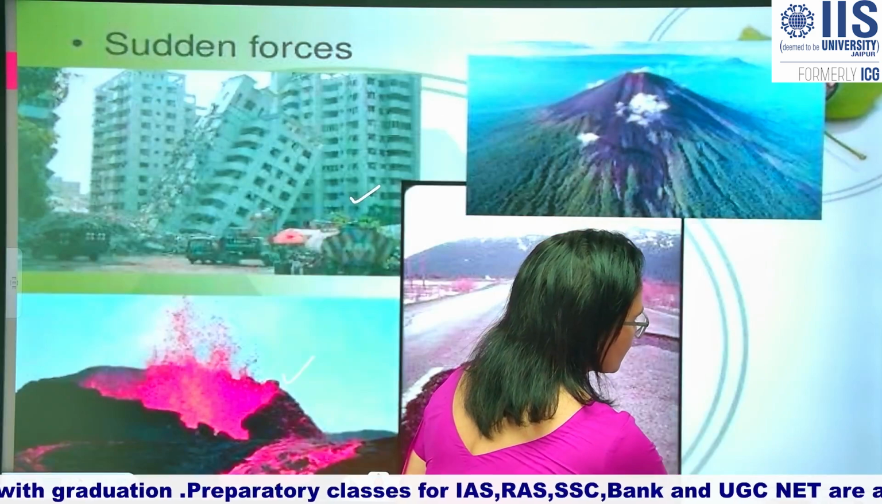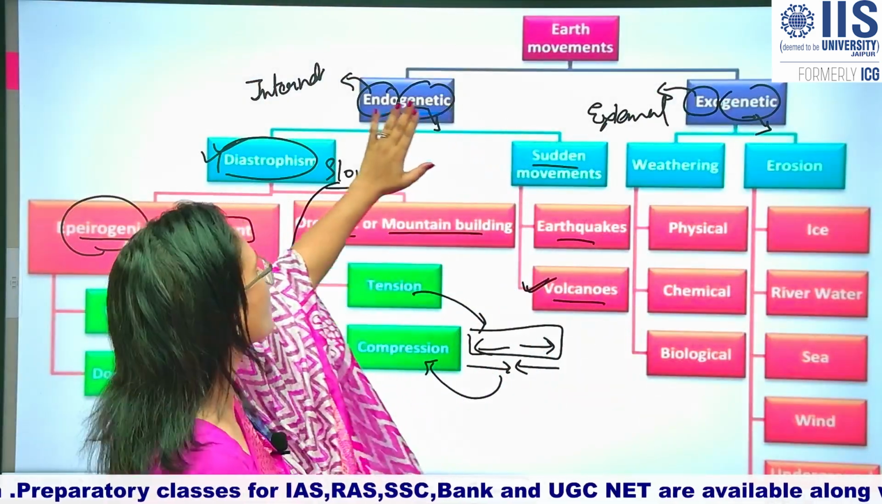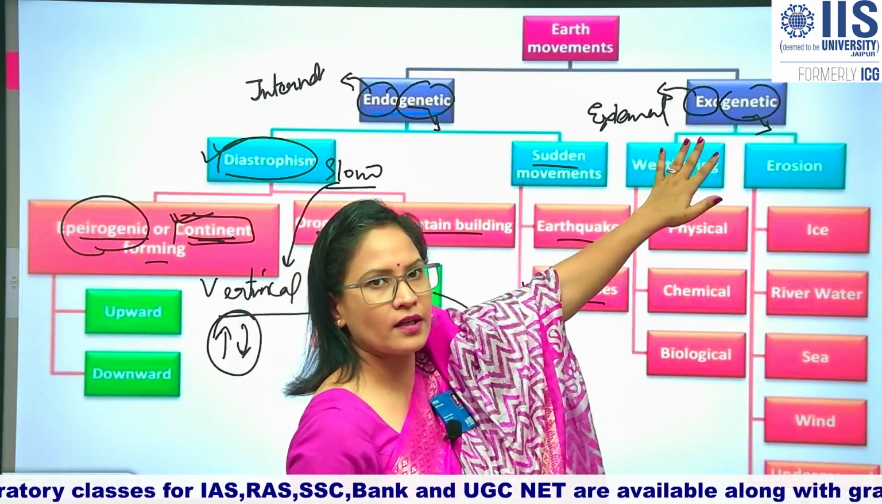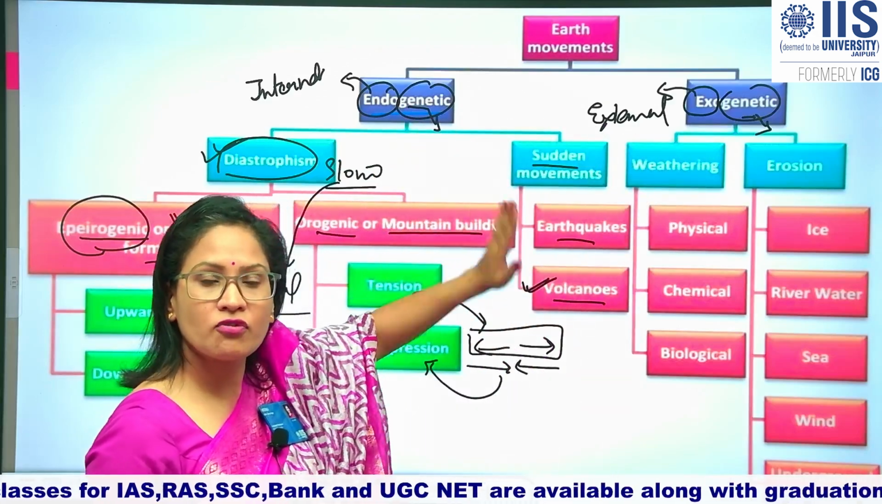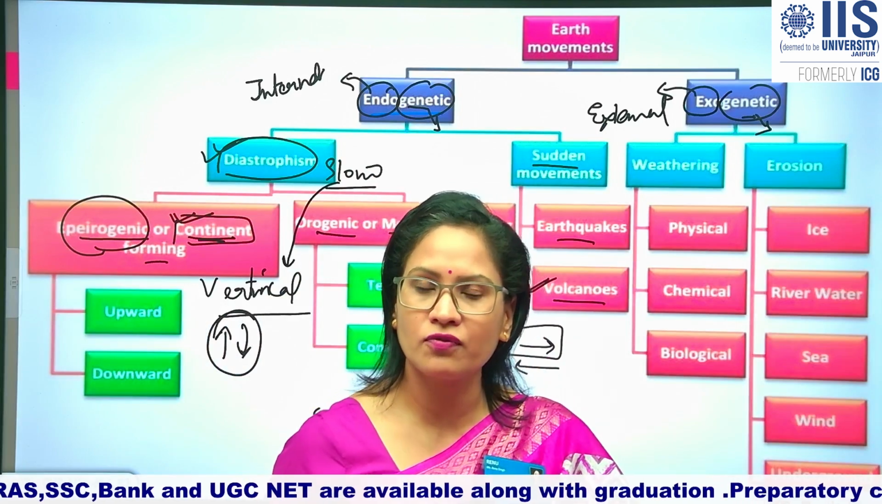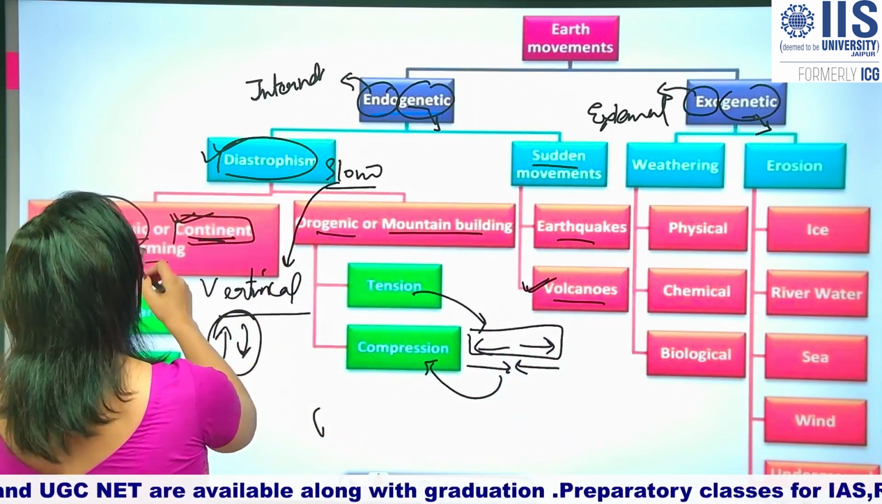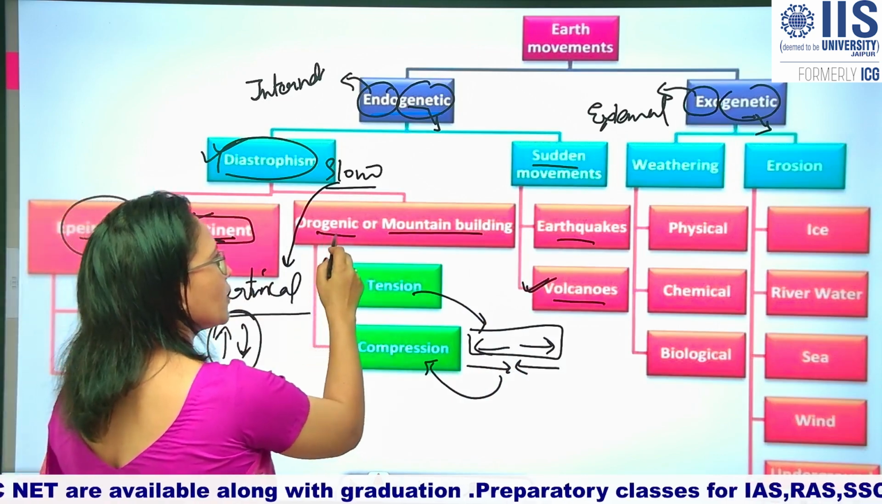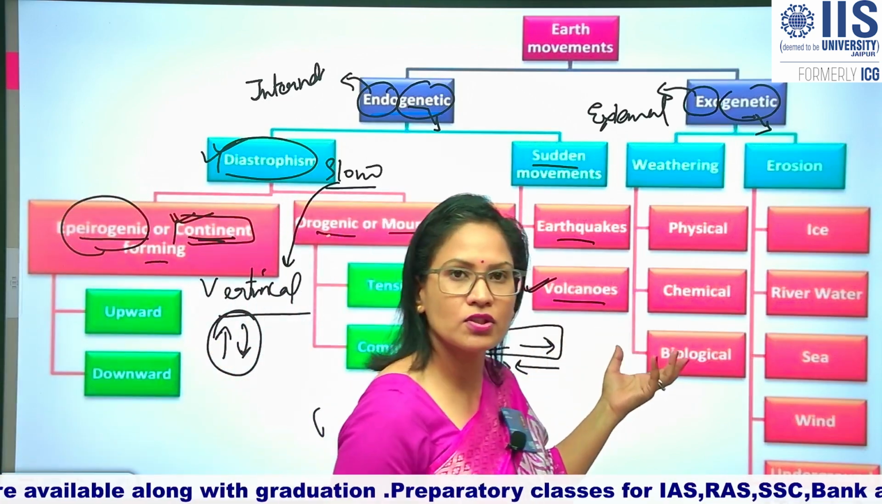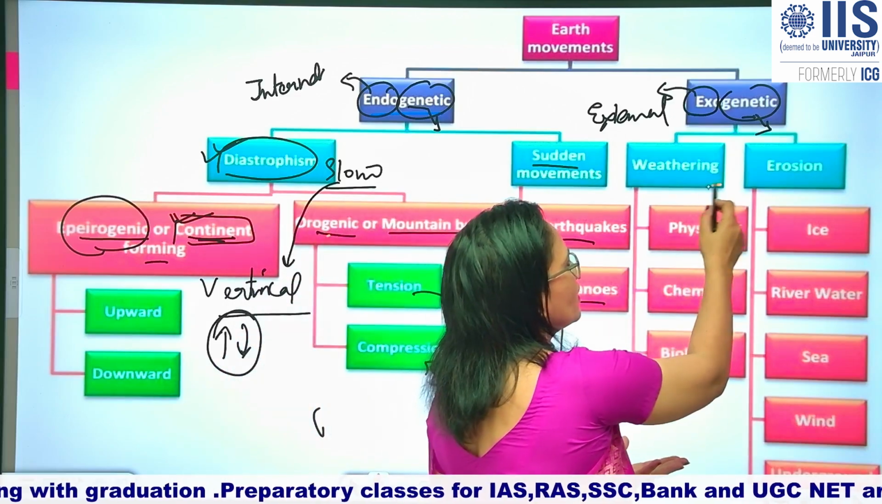As we have discussed in the previous slides, there are some kinds of earth movements, which are endogenetic and exogenic. Endogenetic movements are those kinds of movements which occur inside the earth. Exogenic forces are those kinds of forces which are generated outside the earth. In endogenetic we have talked about epirogenetic forces and orogenetic forces, and in exogenic forces right now we have two types: weathering and erosion.